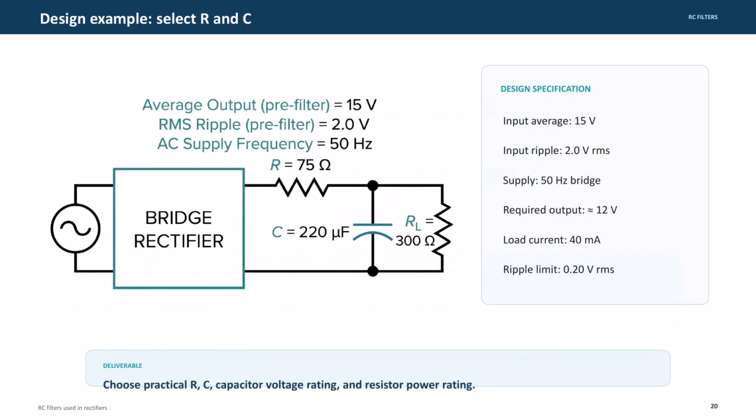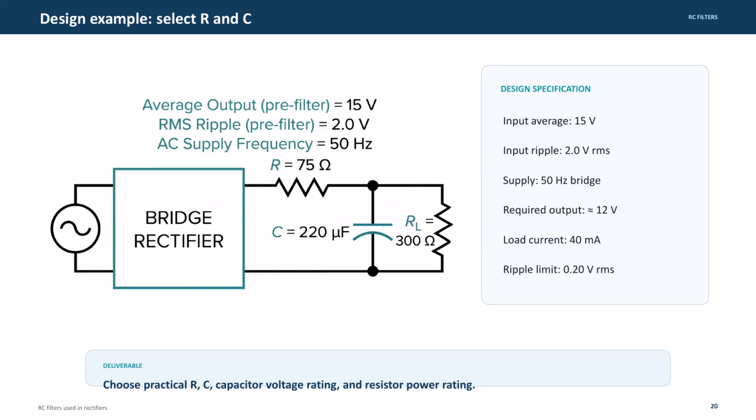A bridge rectifier on a 50 Hz supply provides 15 volts average with 2 volts RMS ripple at the filter input. The required output is approximately 12 volts at 40 mA, with RMS ripple not exceeding 0.20 volt. We must choose practical resistor and capacitor values and specify suitable ratings.